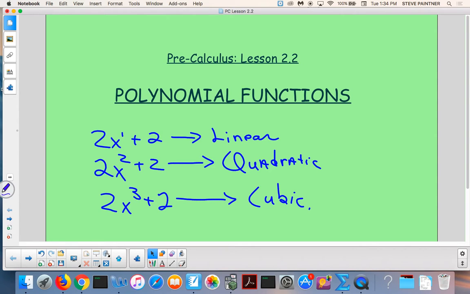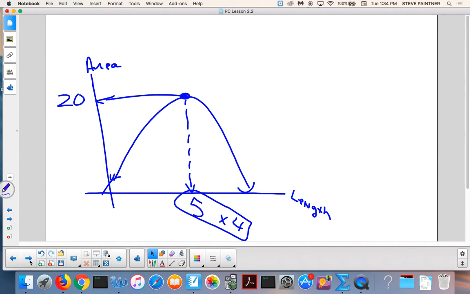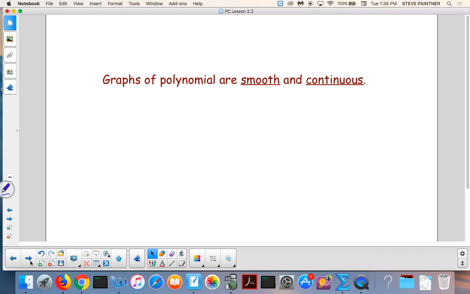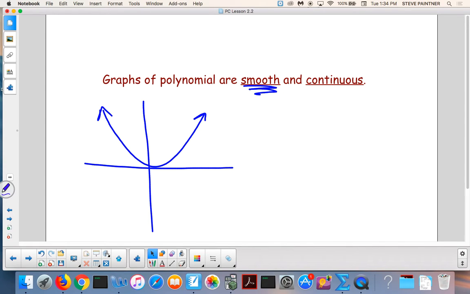Okay, this slide is all about a polynomial function. If you graph it, it's really what? Smooth. For example, isn't a parabola nice and smooth? Isn't it continuous? You can get to the next point, the next point, the next point. You want points, you can get points.